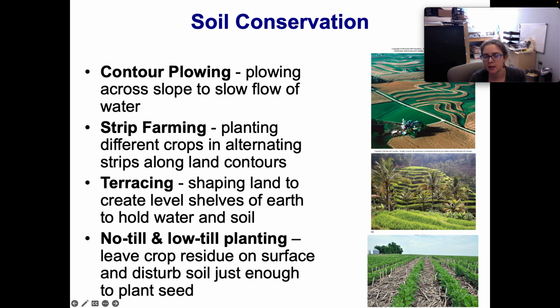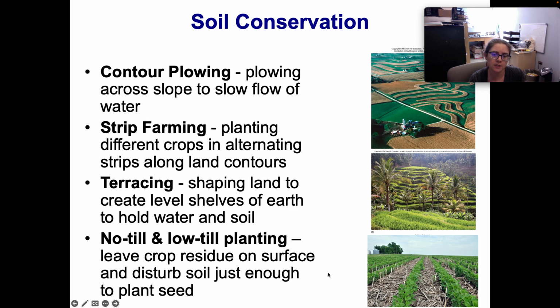Terracing is when you take steeper slopes and shape the land into kind of sequential shelves of earth to hold the water and soil in place. This is one of the strategies they're using in China to reverse desertification. So they're putting in terraces so that they can hold water and soil better, and that way they can restore agricultural lands so that people can grow food again on them.